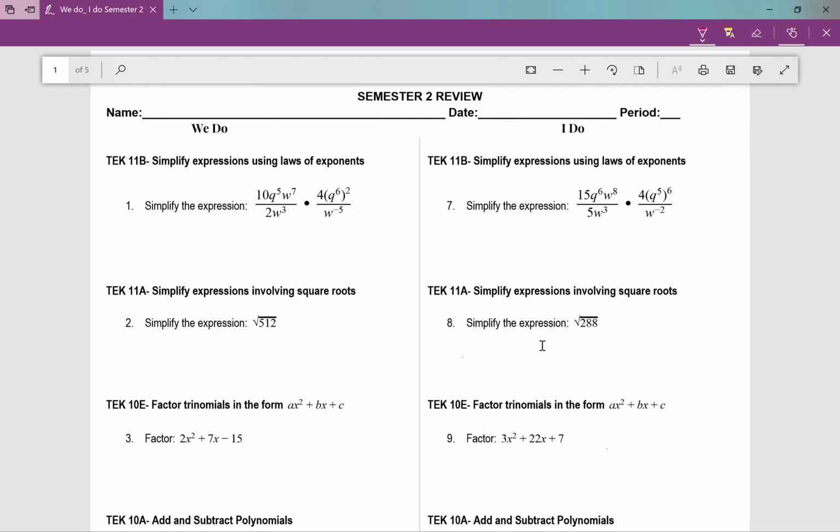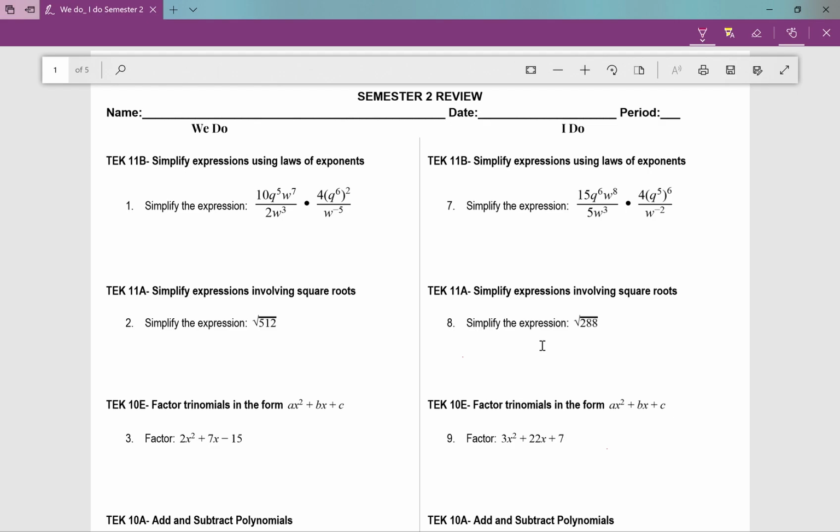So today we're going to go over the semester 2 review. I'm going to go ahead and do the "we do" side, and then later on you're going to be doing the "I do" side to practice for this review. If you look at this review, you will notice that it's broken down in TEKS.